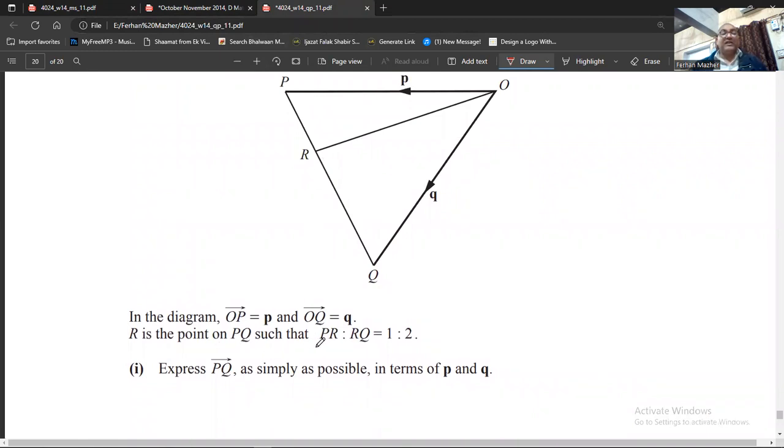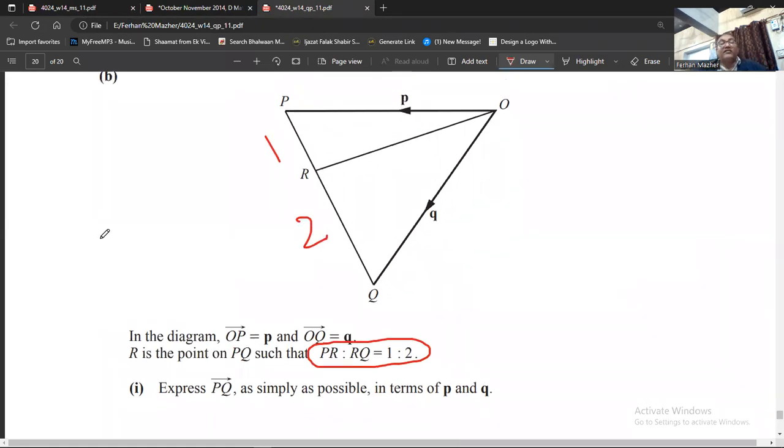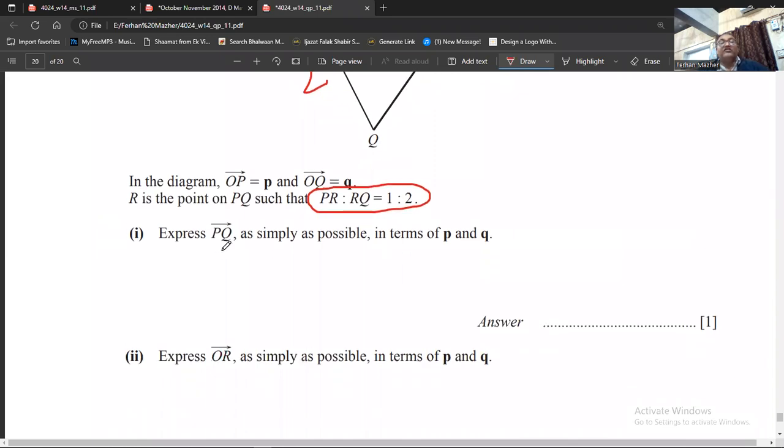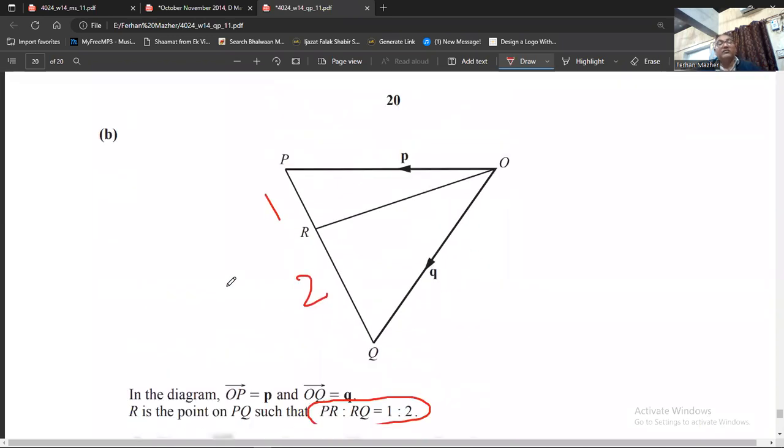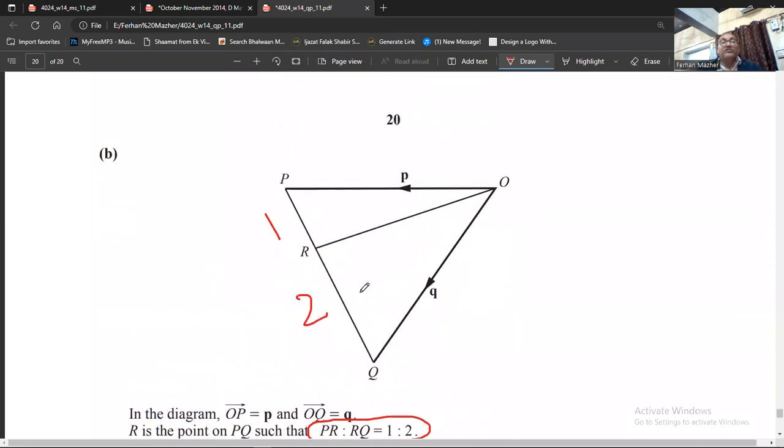such that the ratio PR to RQ is 1:2. So this is 1 and this is 2. The total is 3. Okay, so that's the ratio. Express PQ as simply as possible in terms of p and q. They want me to find out PQ.